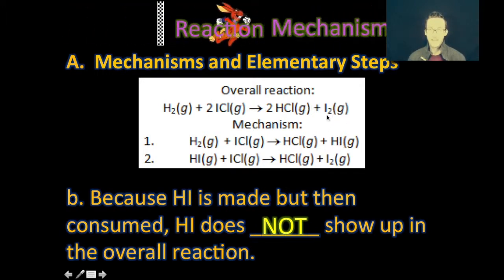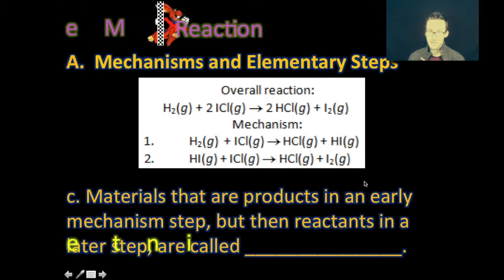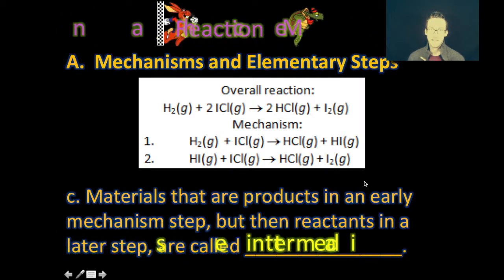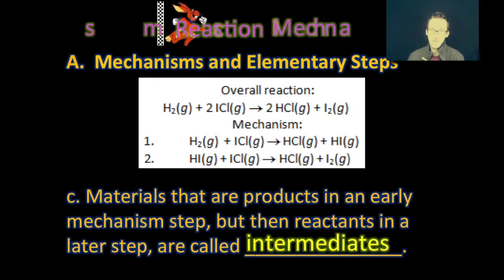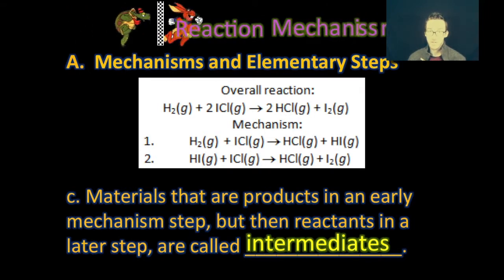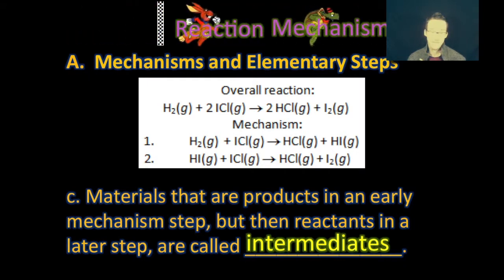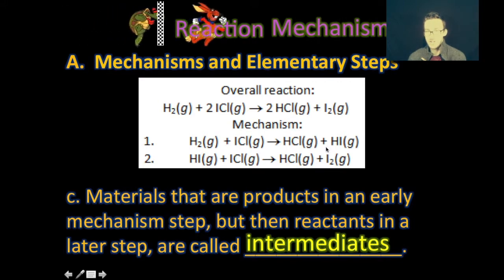But now we have to recognize that our reaction is actually taking part in all these different steps, and sometimes we produce these things that are called intermediates. And again, it's just something that is a product in an early mechanism step, but then is a reactant in a later step and is used up or consumed, and so it's not shown in the overall reaction. It's just what we call an intermediate.